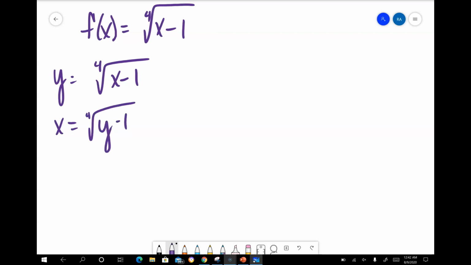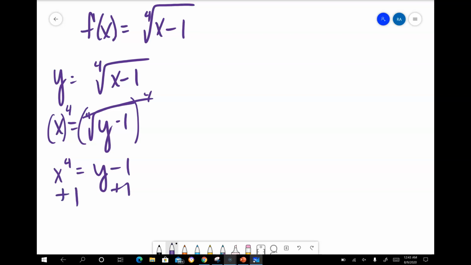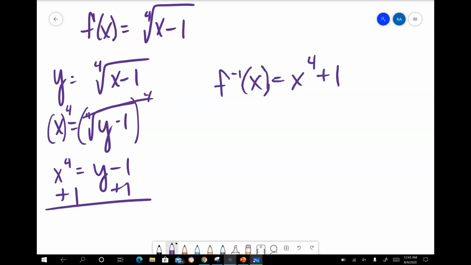Let's solve for y. Now remember, out to in, we cannot work on this inside. To get rid of the 4th root, we have to take it to the 4th power on both sides. There's only an x over here, so we just write x to the 4th is equal to y minus 1. Add the 1 to both sides, and you have f inverse of x is equal to x to the 4th plus 1.